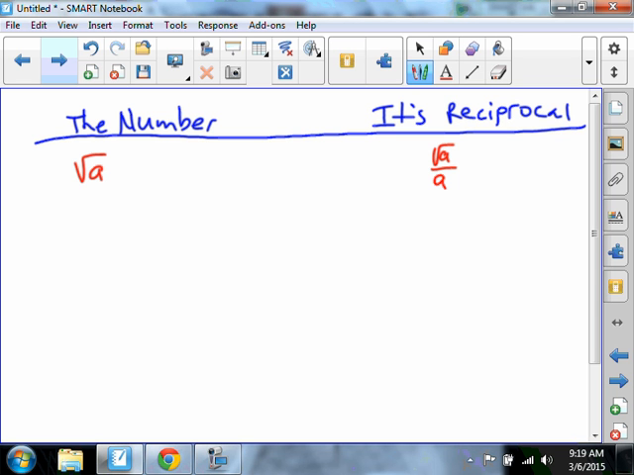I don't know if you've noticed this, but there's only a finite number of values that these trig functions take on. Check this out. Let's start with the square root of 2 over 2. What would the square root of 2 over 2's reciprocal be?